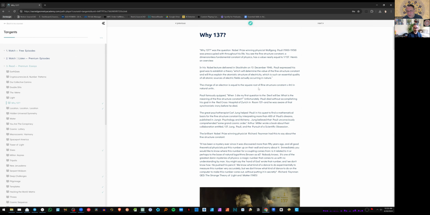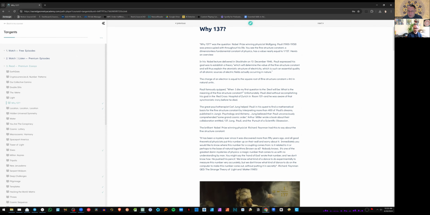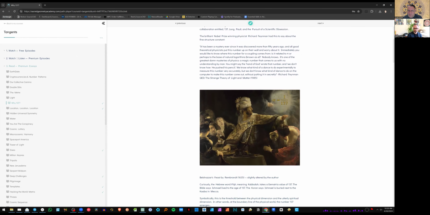It's such an elusive thing. It has to do with the atomistic structure of electricity, which is such an essential quality of all atomic sources of electric fields actually occurring in nature. This is what Wolfgang Pauli said about it. Richard Feynman says this great quote. He says, I'll read it to you because it's really a great thing he said. Yeah, please.